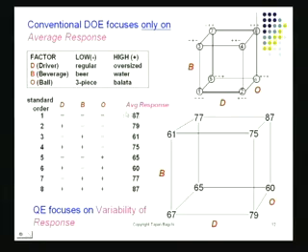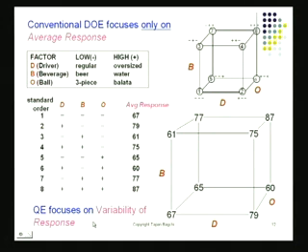Yes, if I wanted to maximize yield, or if I wanted to minimize defects, I could probably use a design like the conventional DOE design. Not much of a problem there. But if I wanted to achieve what we call a robust design, I'd have to do something more. I have to look at the variability of the response at each of these settings, and that is really the focus of what we call quality engineering.